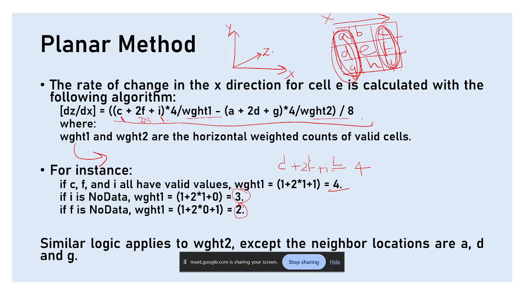Similarly, if for example I or F is no data, wherever that no data comes, this value is going to be 0. So accordingly, this value will change. Similarly, for weight 2 also we can do this, but in the case of weight 2, we will be considering the ADG cells instead of CFI.